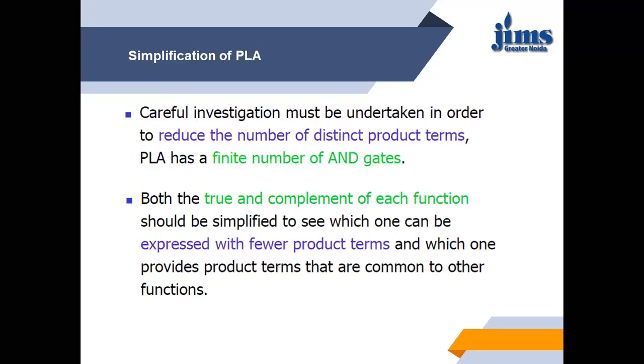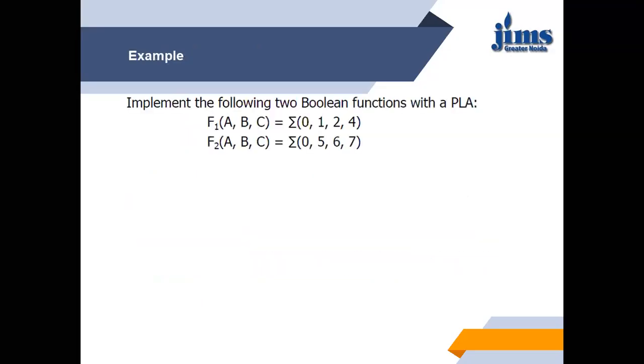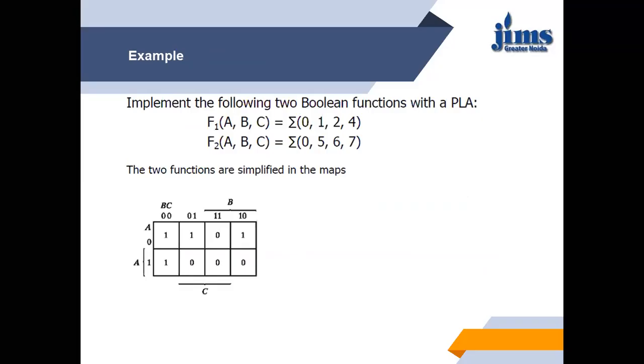So care must be taken when we are solving the functions with the help of a K-map. We have to solve both for the true term and the complementary term. It will be easy when we discuss it with an example. Suppose we have to implement with a PLA, where F1 is summation 0, 1, 2, 4, and F2 is summation 0, 5, 6, 7. So I have to solve it with the help of the K-map.